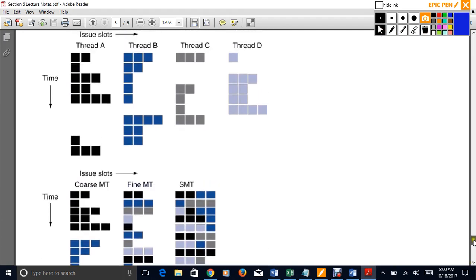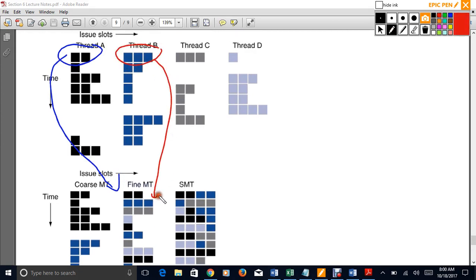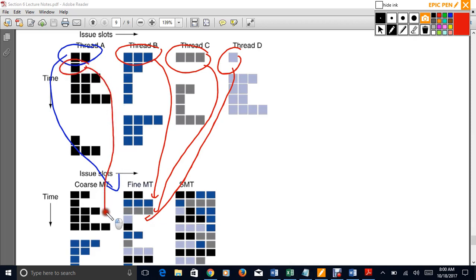Now fine grain multi-threading is using the first cycle from A. The second cycle, it's using the first cycle of B. Third cycle, it's using the thread of C. Fourth cycle, it's using D. Fifth cycle, it's using the second cycle from A, and so forth. That's fine grain multi-threading.